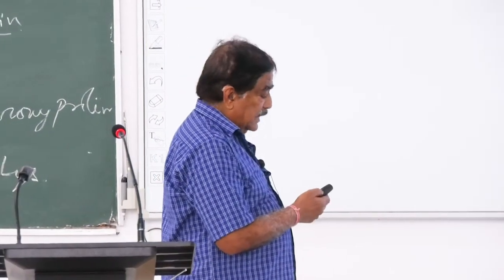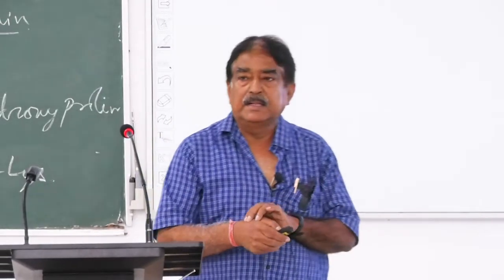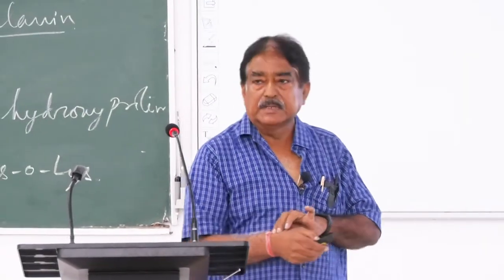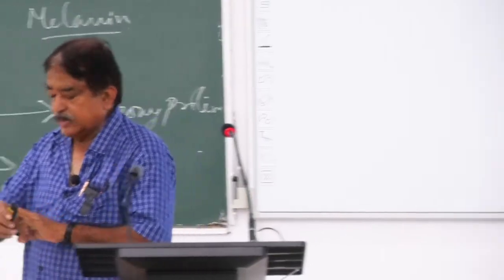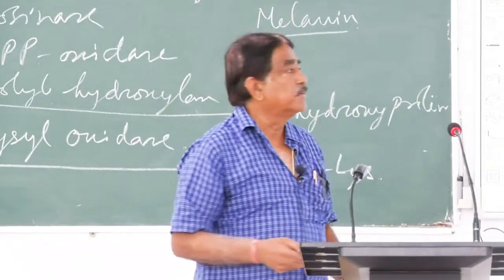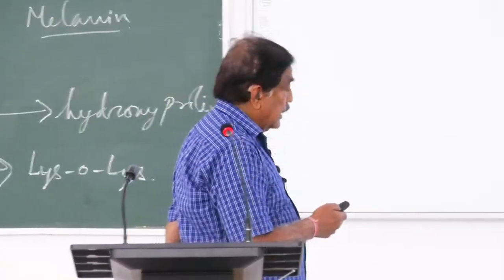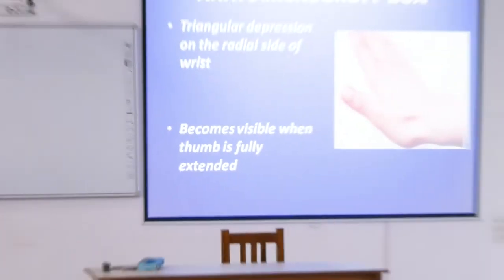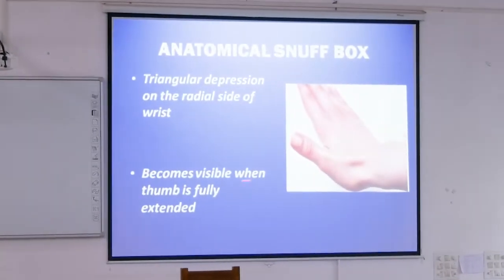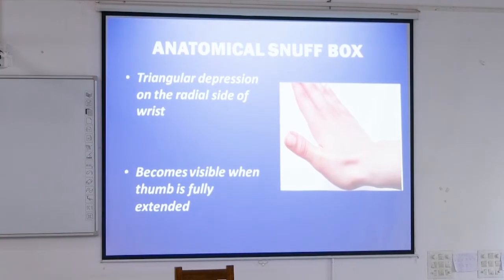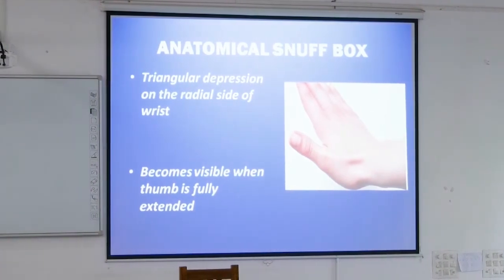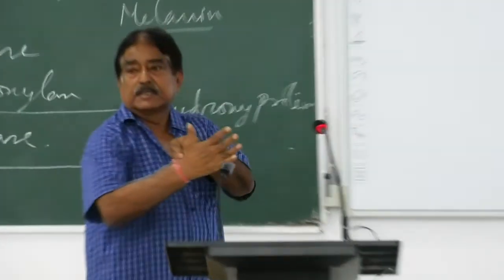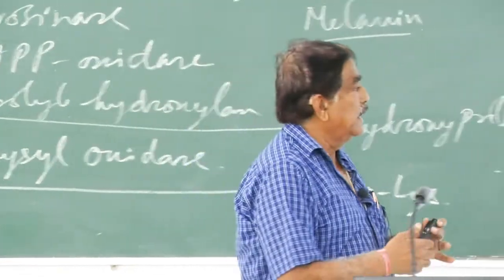Now, you see it in your own hand when you go out and stay in the dissection hall, and you see the anatomical snuff box. Now, a triangular depression on the radial side of the wrist becomes visible when the thumb is fully extended. Like this. Over here you can see it in your own hand.